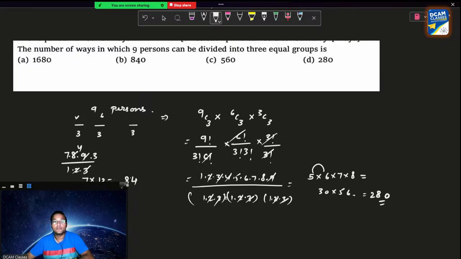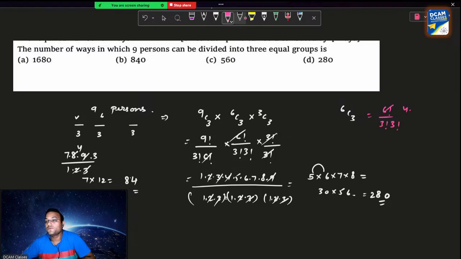And 6C3 will be 6 factorial by 3 factorial into 3 factorial. It's 4 into 5 into 6 over 1 into 2 into 3, which is 20. So 84 into 20, you'll get 1680. Ah. How? 1680, correct. How is it possible?